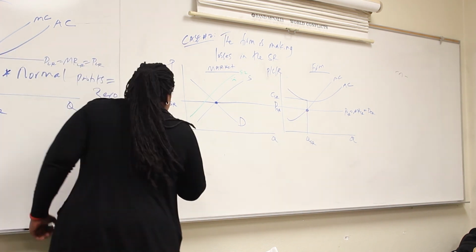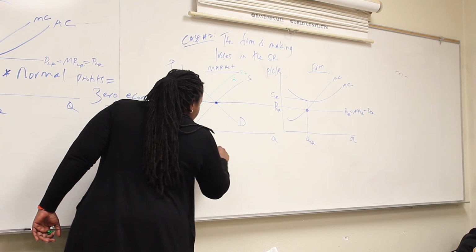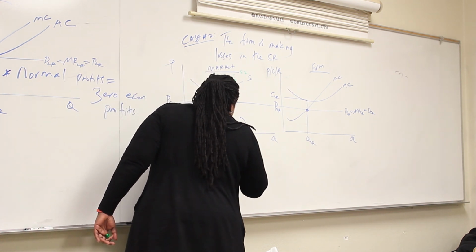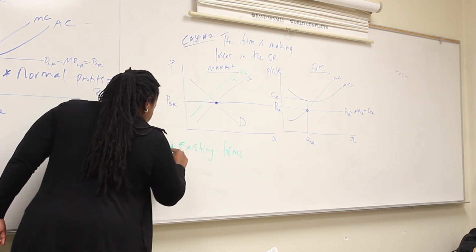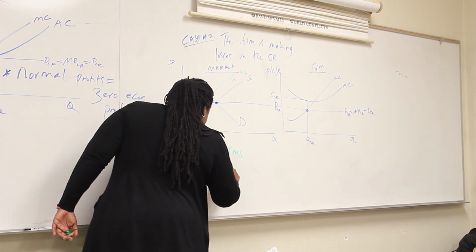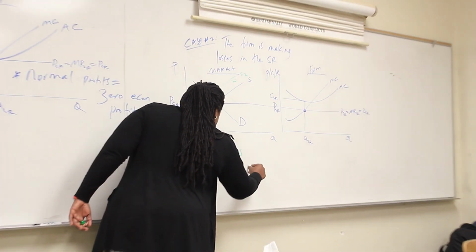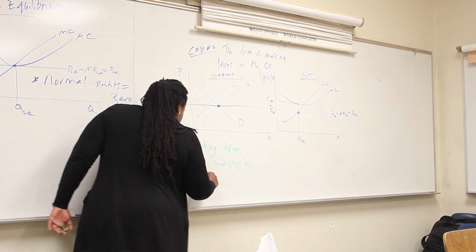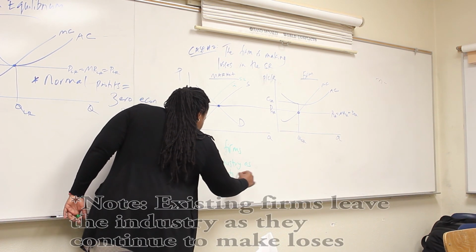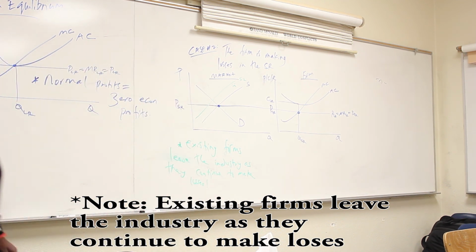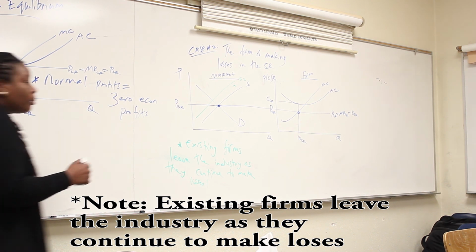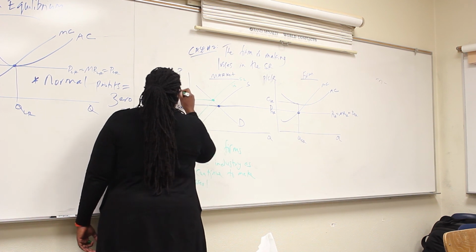A little note: existing firms leave the industry as they continue to make losses. Making losses, firms leave. They leave, supply shifts to the left. Supply shifts to the left, we have a new equilibrium. It's here. Let's call it P long run.